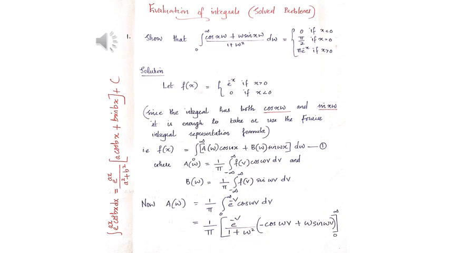See how we are going to identify this. Here in the integral part we are having cos x omega and sine x omega, which are both involved in our Fourier integral representation formula. So we can directly use the Fourier integral representation. And how are we going to choose the function? See, the function is given its value as 0 if x less than 0, pi by 2 if x equals 0, and pi into e raised to minus x if x greater than 0.